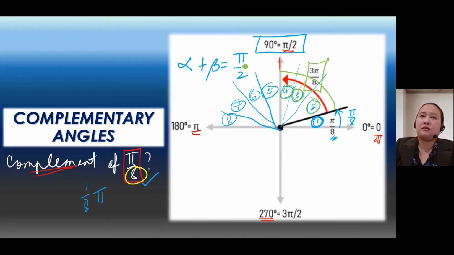What you can do with this, if you would like, is pi over 2 minus the given pi over 8. Then you'll have the complement.